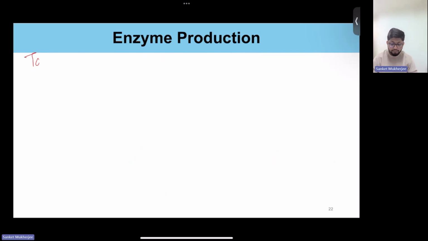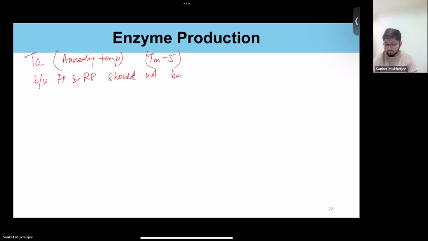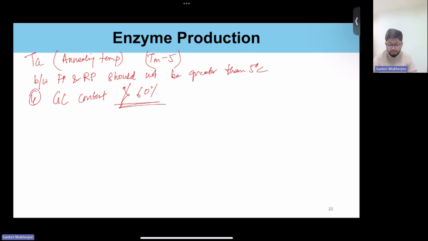Then we have the annealing temperature. Usually it's 5 degrees lower than the melting temperature. And the annealing temperatures of the forward primer and reverse primer should not differ by more than 5 degrees Celsius. Otherwise, there would be very poor annealing. The GC content should not exceed 60% ideally.